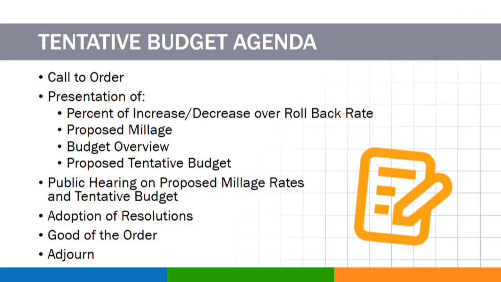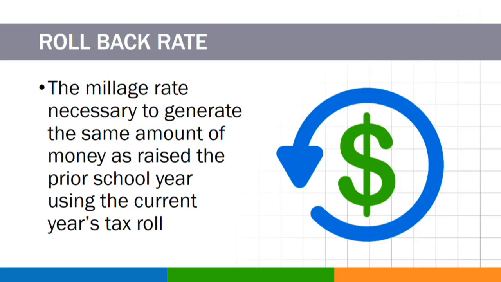And Kelly and I will go through the budget agenda, which you have in front of you on BoardDocs, and for those that are watching from home, as well as up here on the screen. And the presentation of the increase or decrease over the rollback rate and the proposed millage. Kelly will be speaking to those, and I will take the budget overview and the tentative budget that we have in your materials and present to you tonight, and the adoption of the resolution. So with that, I will turn this over to Kelly to begin the discussion about the millage rates and the rollback rate.